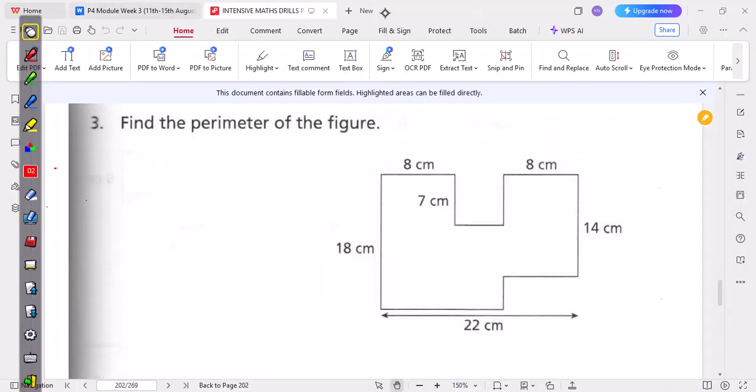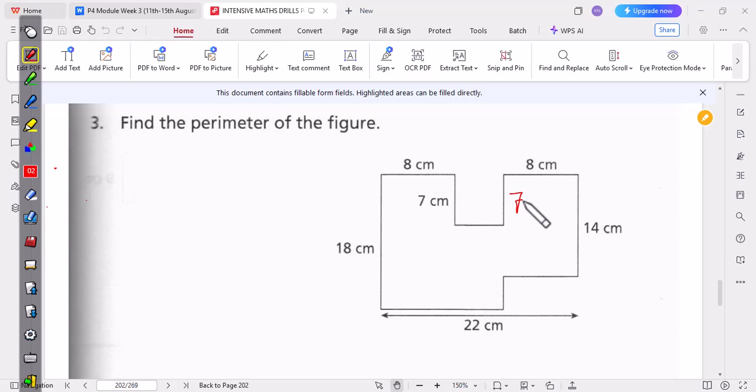Okay, for example, we need to find the perimeter of the figure. So we have a figure here, and we have to find the perimeter. It means we have to find the total length of this figure. Before we find the perimeter, we need to find the length of each part. For example, we have here 8, 18, and we haven't got some of these parts. This one is 7, so this one must be 7 as well. And we have here 22 centimeter.